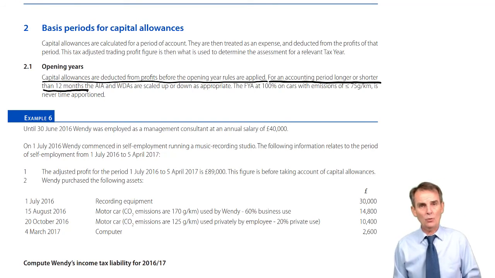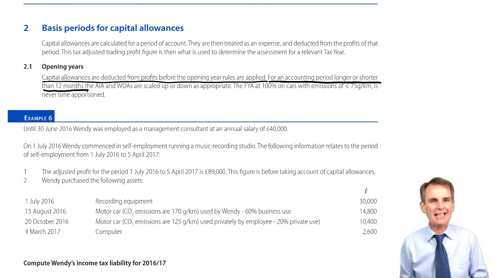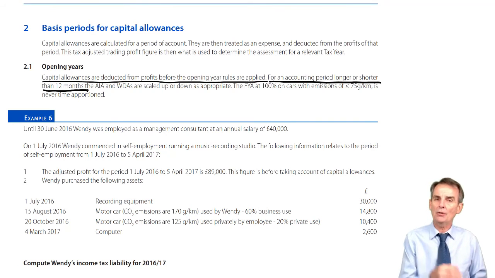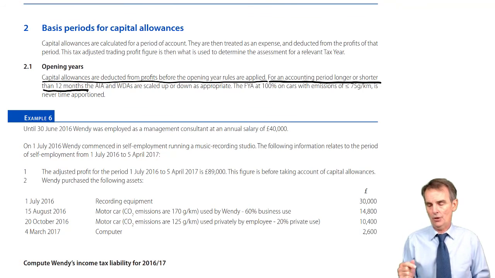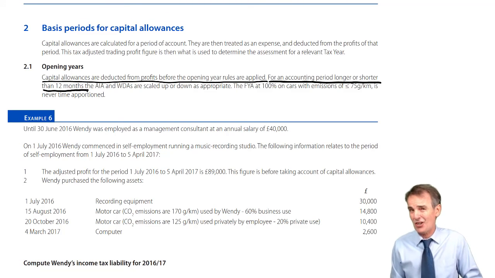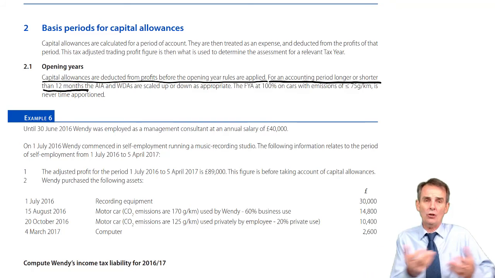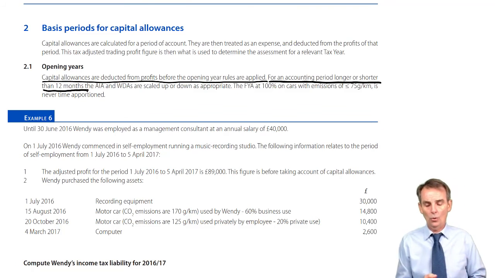So if therefore I started trading with a short period, say 9 months, then I'd have to take 9/12 of the 200,000 AIA. So the maximum available, 9/12 of 200, would be £150,000. And equally, if I have that 9-month period, my writing down allowances must be 9 months' worth of what would have been 18% or what would have been 8%. So you've got to time apportion both the AIA based on the length of the opening period and also time apportion the available WDA. If, of course, with an unincorporated trader, as we've seen with the examples we've done in this chapter, you might have a 15 or a 16-month period. It might be long rather than short, in which case I'll have 15/12 or 16/12 of the available AIA or the available WDA. I time apportion accordingly.